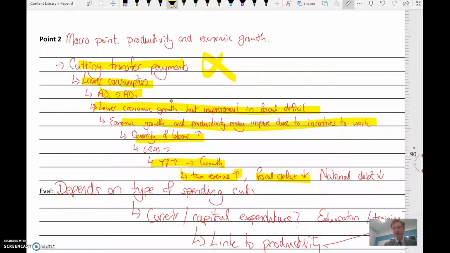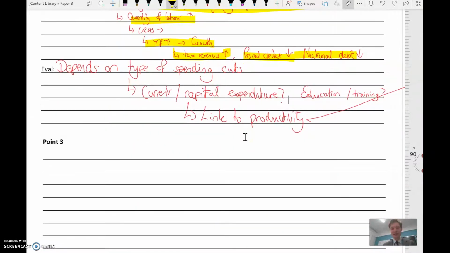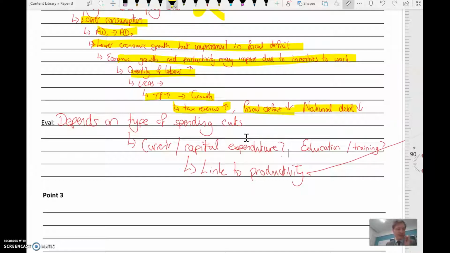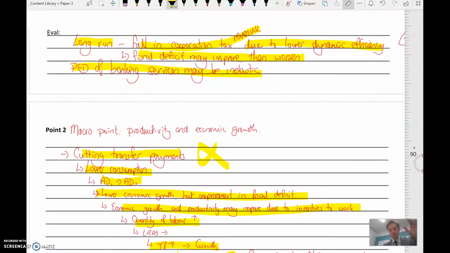Refer back to the type of tax, cutting the national debt. You've got an awful lot of argument there to get back to the question. So you can see just how tricky this question actually is. We've done this before in terms of eval.